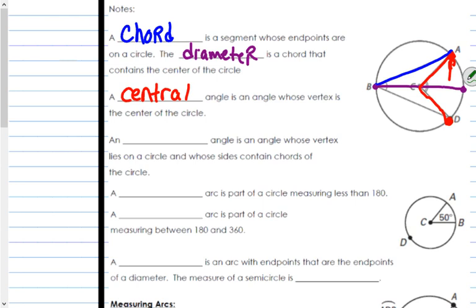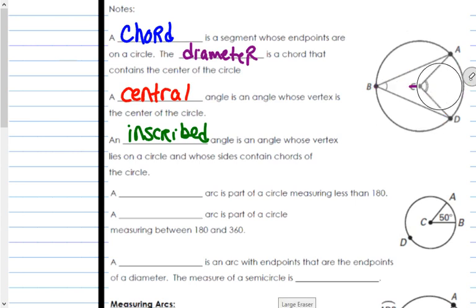An inscribed angle is an angle whose vertex is on the circle and whose sides contain chords of the circle. So I'm going to erase to show you better what an inscribed angle looks like. Inscribed angle, the vertex is on the circle, such as B, and the sides of the angle are chords. So angle ABD is an inscribed angle.